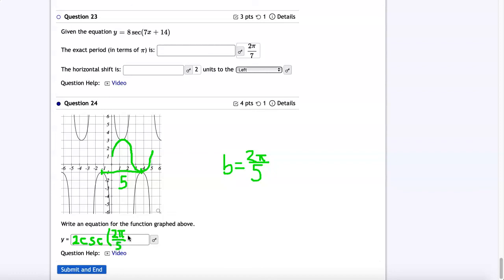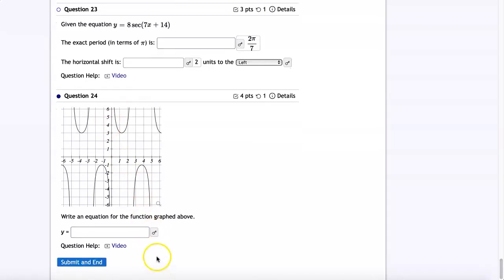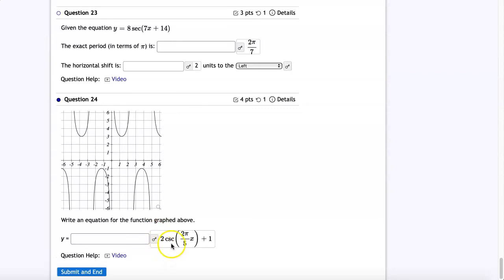I have no shift to the right or the left. That would make this a very difficult problem. And then I would be shifting up 1. So let's see how this compares. Here we go. 2 cosecant 2 pi fifths x plus 1. Alright, so there you go. And that's all you need.